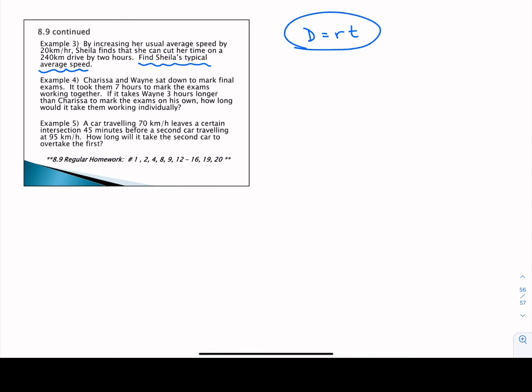But anytime I have a distance rate time problem, I'm going to set up a little chart with 4 columns. So the first column is going to talk about the trips. Then we're going to have columns for distance, rate, and time. So we have 2 trips involved here. We have Sheila's typical trip. So by typical speed, we have a typical trip with what we know to be an average speed.